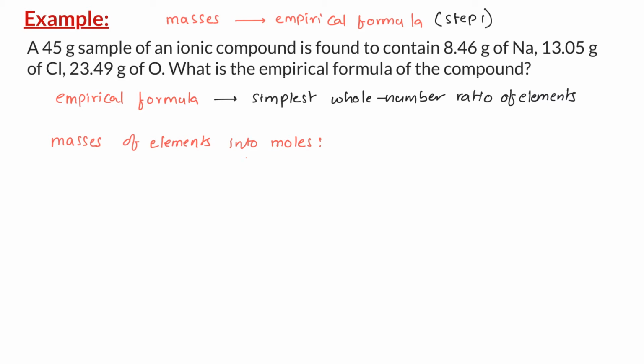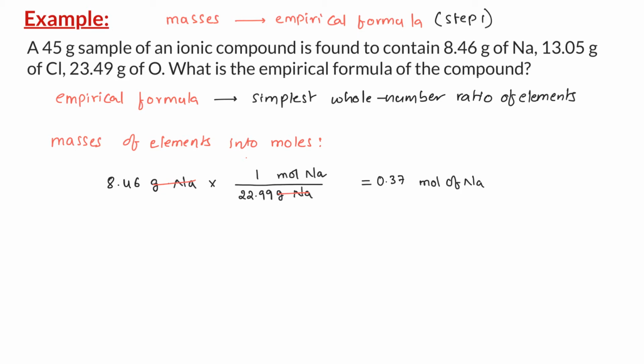We start with 8.46 grams of sodium and we need the number of moles of sodium. So we are going to multiply this with a conversion factor that cancels the grams of sodium and introduces moles of sodium. And the conversion factor is 1 mole of sodium per 22.99 grams of sodium. Grams of sodium gets cancelled, and if we do the math, we get 0.37 moles of sodium.